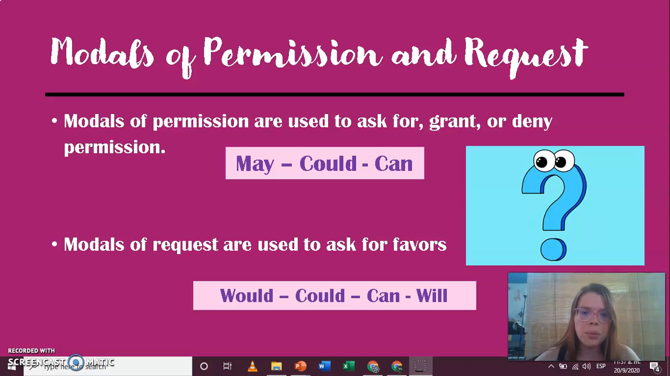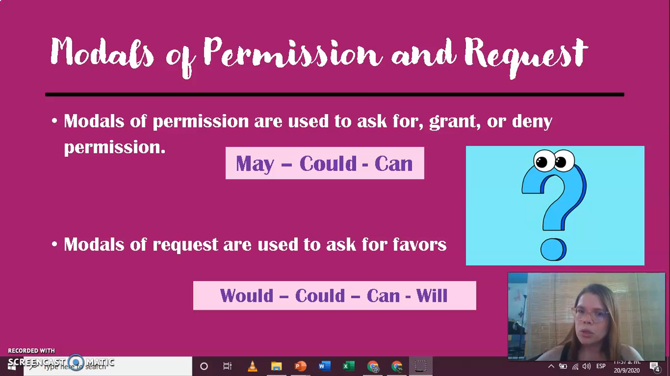Modals of request are used to ask for favors, mainly. And we also have a different order according to their degree of formality or politeness. The most formal, or polite, is would, followed by could. And then we have can and will, which are very informal or impolite.